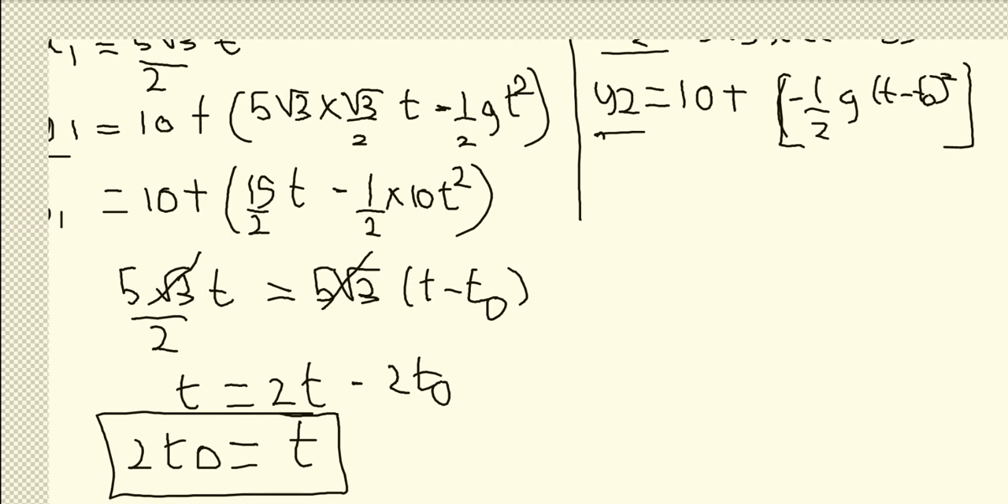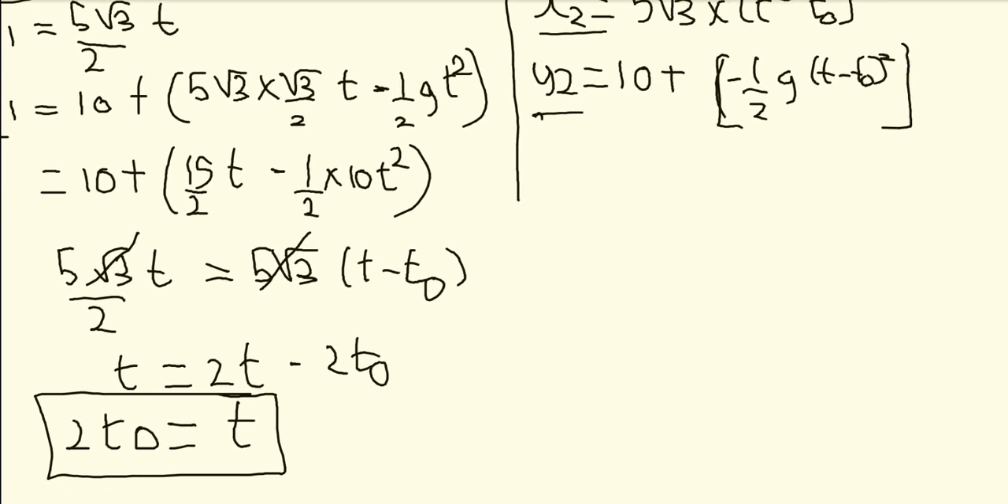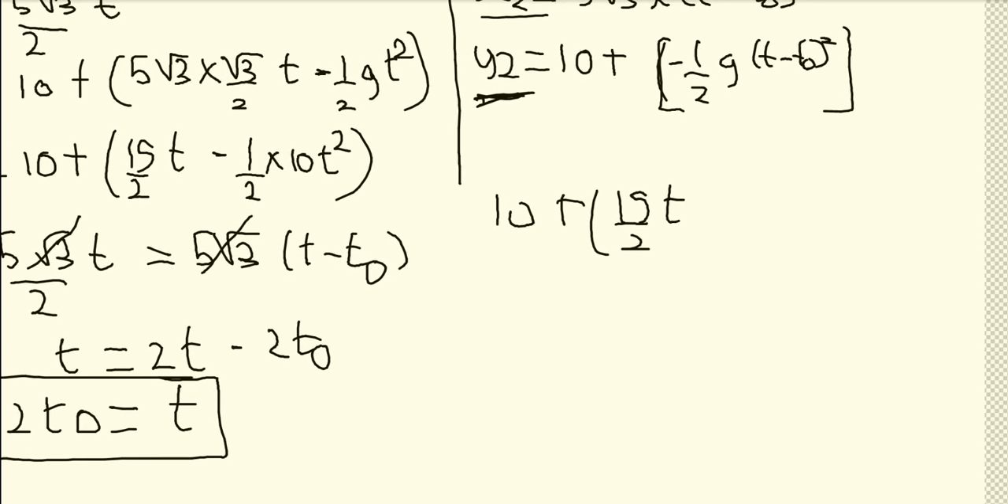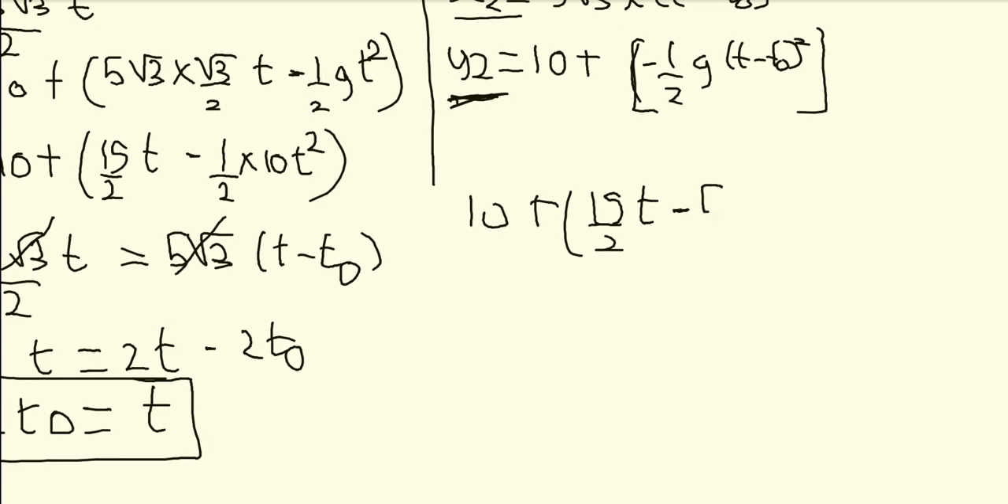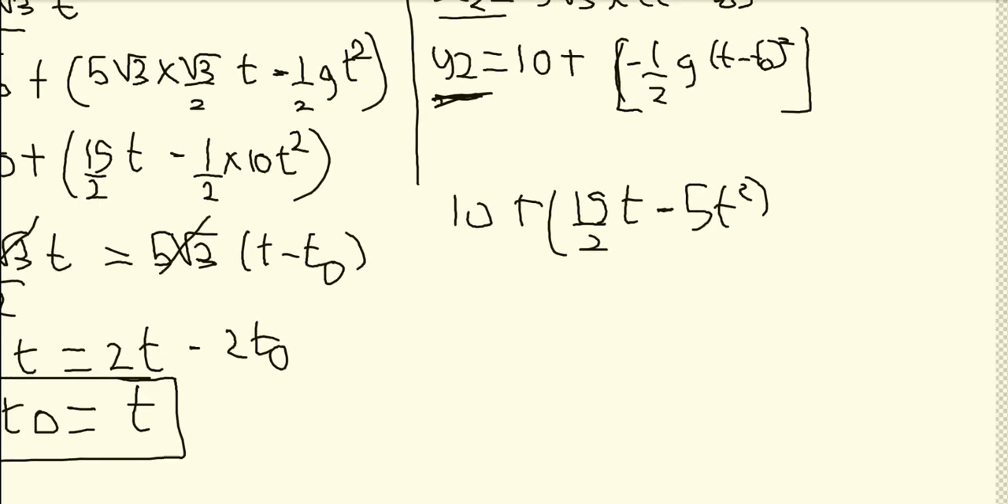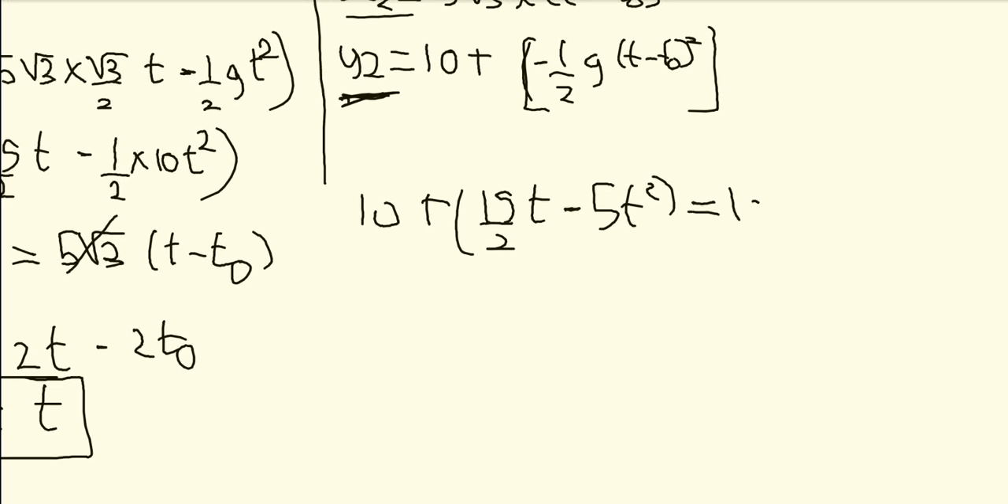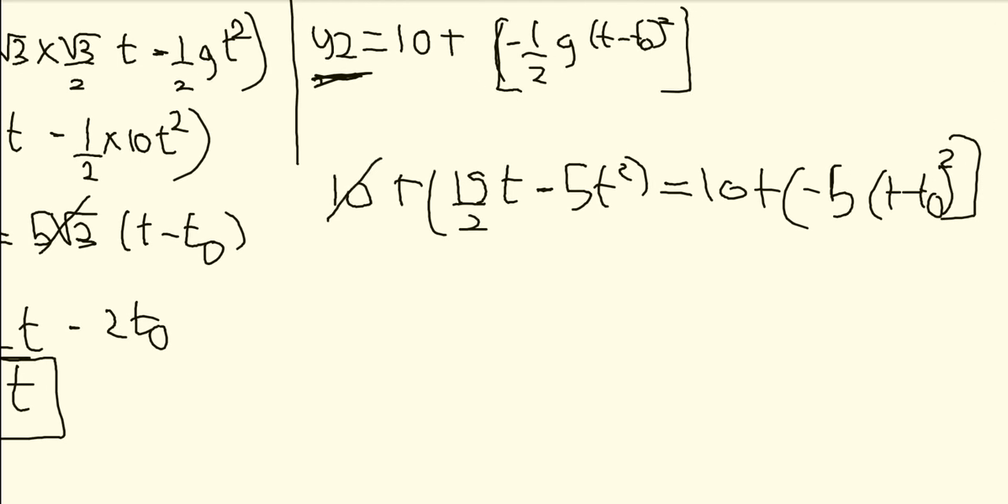Now I will equate y1 is equal to y2 over here. So basically 10 plus 15 by 2 t minus half, that is 5 t square, will be equal to 10 plus minus half, or if I substitute the values over here, minus 5 (t minus t naught) square. Now over here 10 and 10 will get cancelled out.